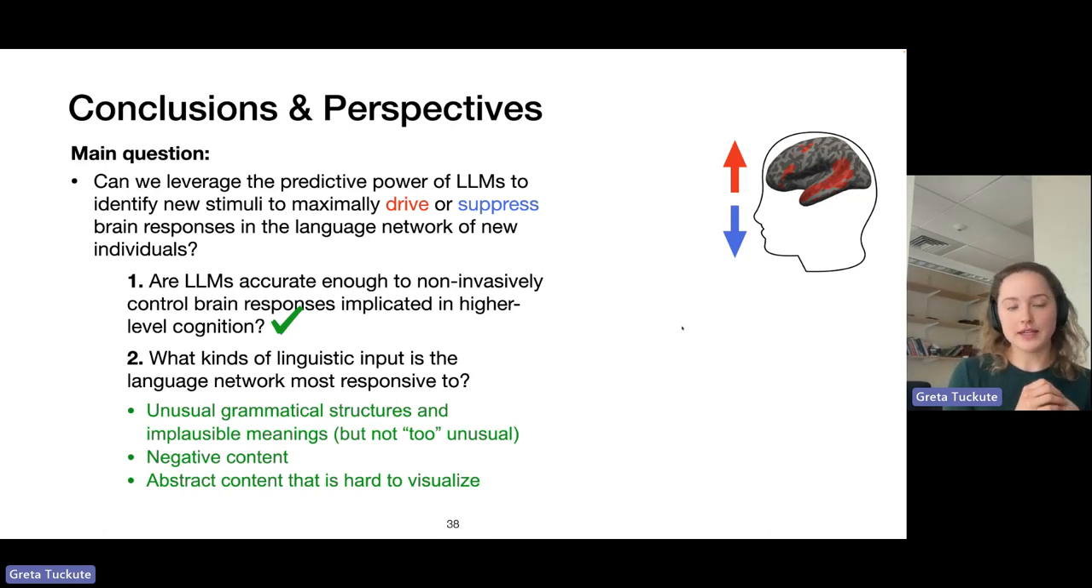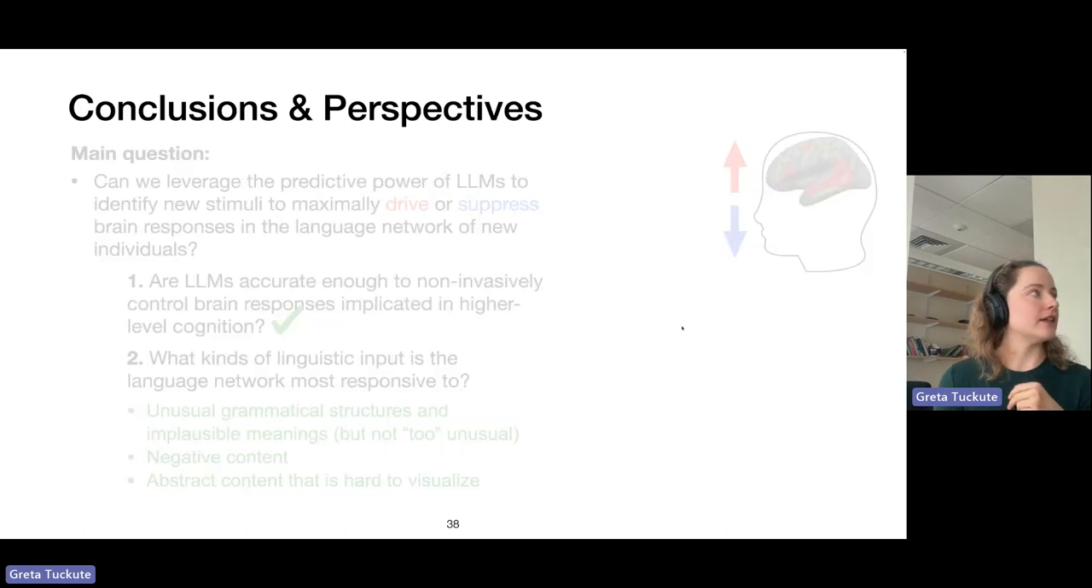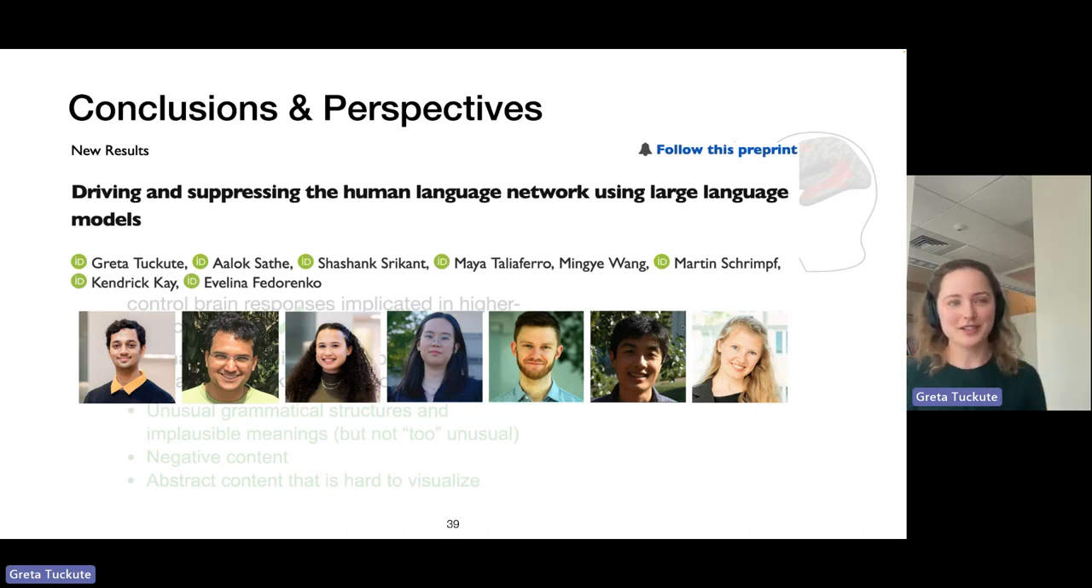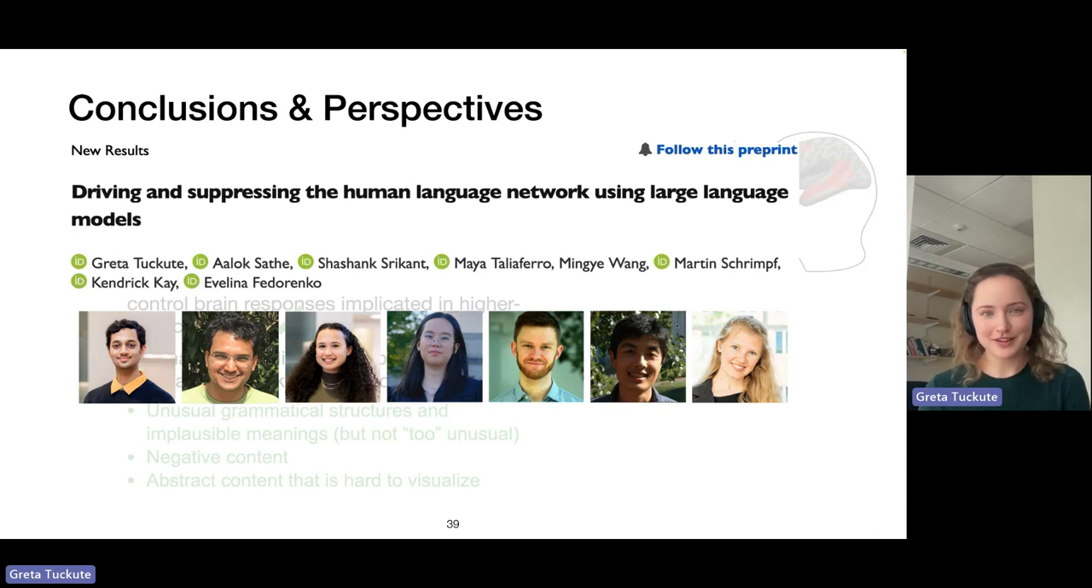And we also found that sentences that have negative content or are very abstract and hard to visualize also elicit high responses. And we put out this paper as a preprint very recently with these brilliant collaborators, and we investigated a couple of other features and a bunch of other analyses, so you can check that out if you're interested.